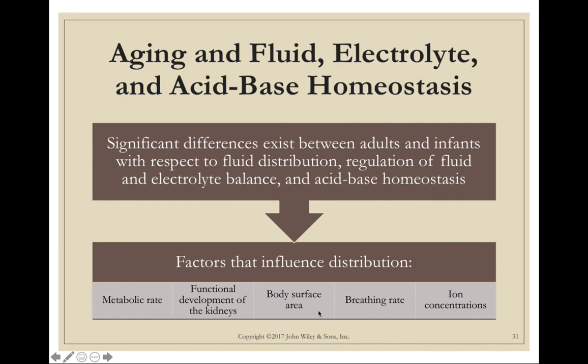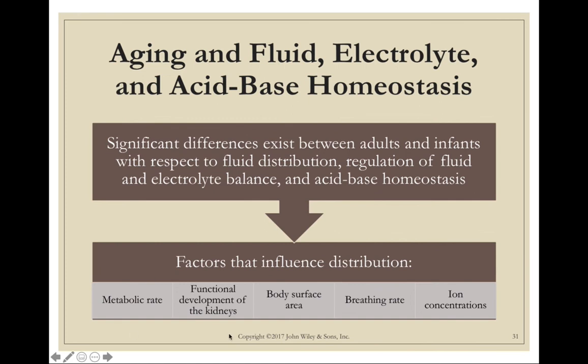Body surface area in general is going to be much greater in adults. However, considering total body mass, infants have a much higher surface area compared to their total body mass than adults will. This means that water loss through the skin is going to be much higher in infants than it will be in adults. Infants will also have a much higher breathing rate, which causes them to lose more water through ventilation. And based on the ionic concentrations that we find in infants, this also is going to make them a little bit more likely to develop acidosis as well.